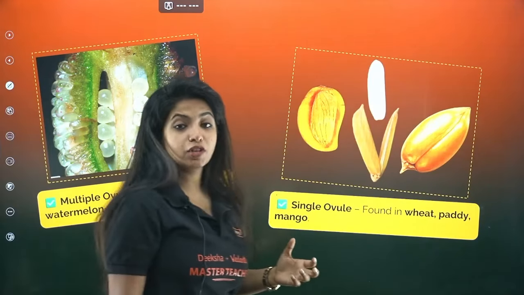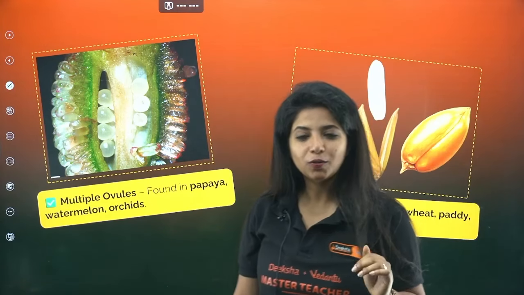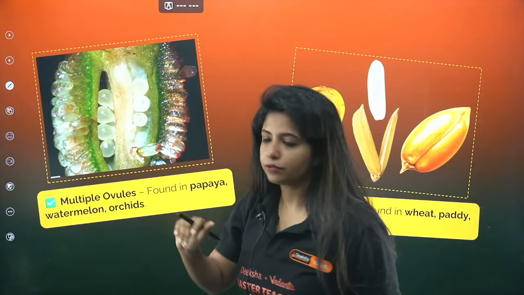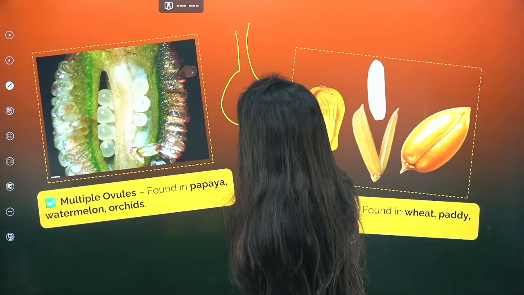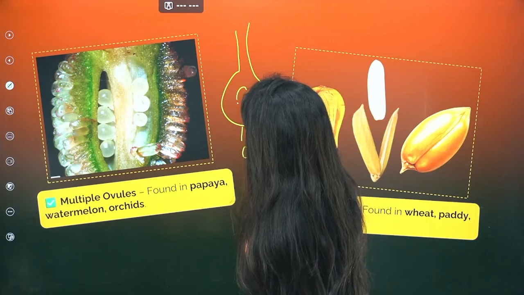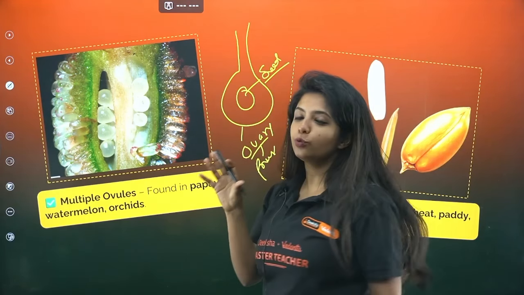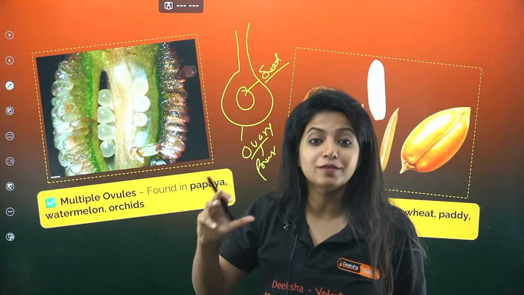Now, there is one more thing. Some plants will have multiple ovules. Inside the ovary, there can be multiple ovules. Do you know one very important thing? Suppose fertilization has taken place, the male and the female gamete fused. So the ovary forms the fruit. What happens to the ovule? Ovule will be forming the seed. So suppose you are seeing a fruit which has multiple seeds, just understand that multiple ovules are there.